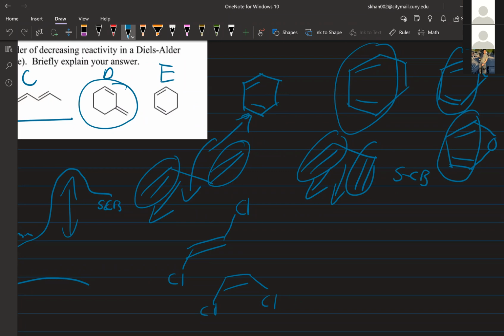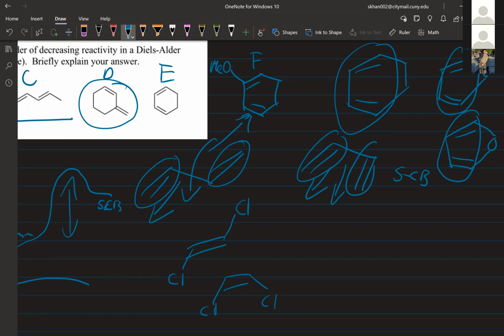Then obviously if you had multiple, like let's say I had another one that looked like this, and I put an OMe group, let's call this F. E versus F, which one would be more reactive now? F. And why is that? It has an electron donating group. Exactly. So then you might notice certain differences like that.